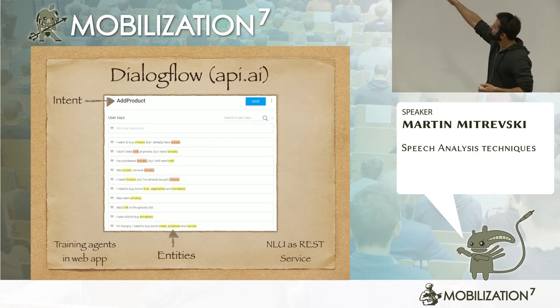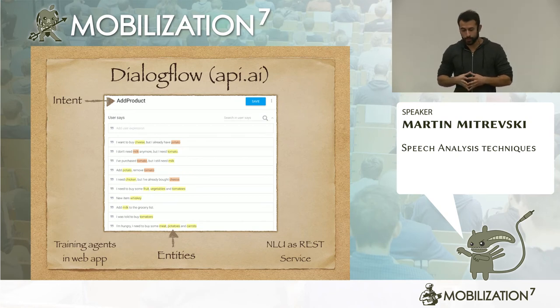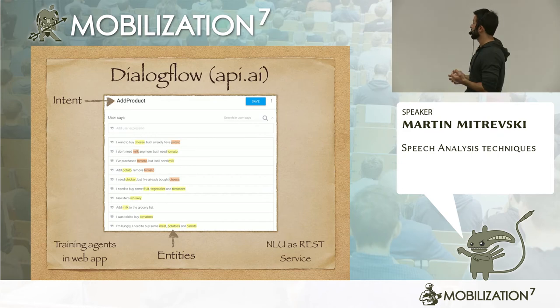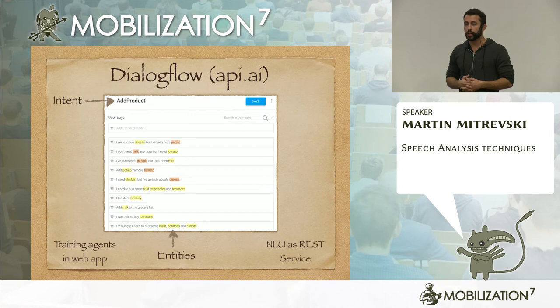Here with the yellow color, we are marking the products that will be added to the list, and with the orange one, those that should be removed. So another cool thing is that this service is available as a REST service, so it's completely free. And you can integrate it on any platform.